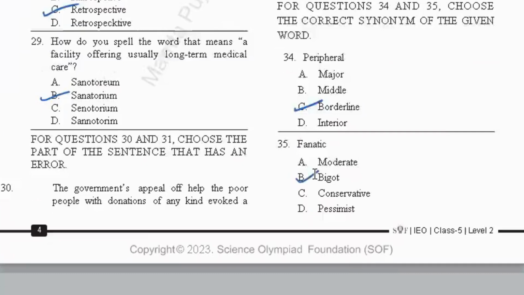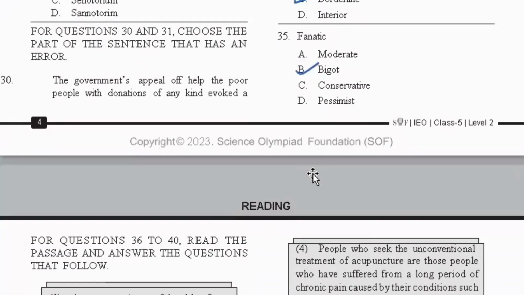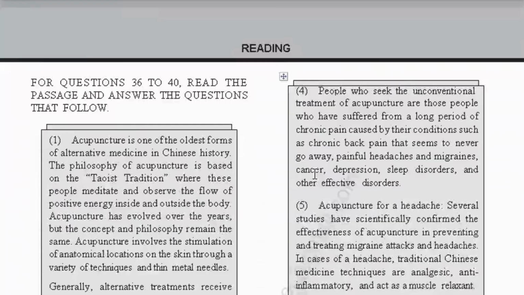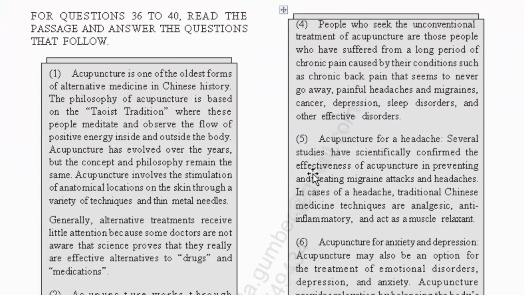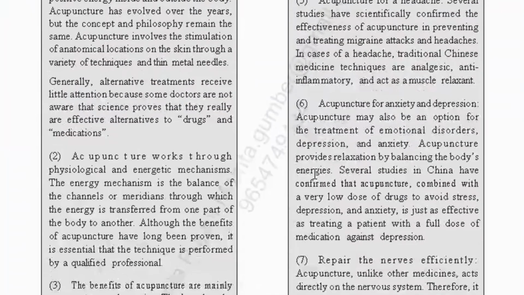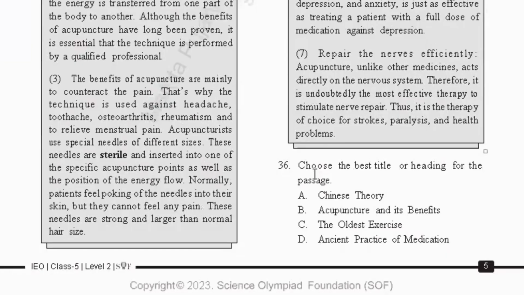Now let's go to the second section of this paper, which is about reading. This is the easiest part of the whole paper, where everything will be given in your passage. The only thing is you need to read it carefully and answer the questions. You need to go through this passage, then you will be able to answer these questions.